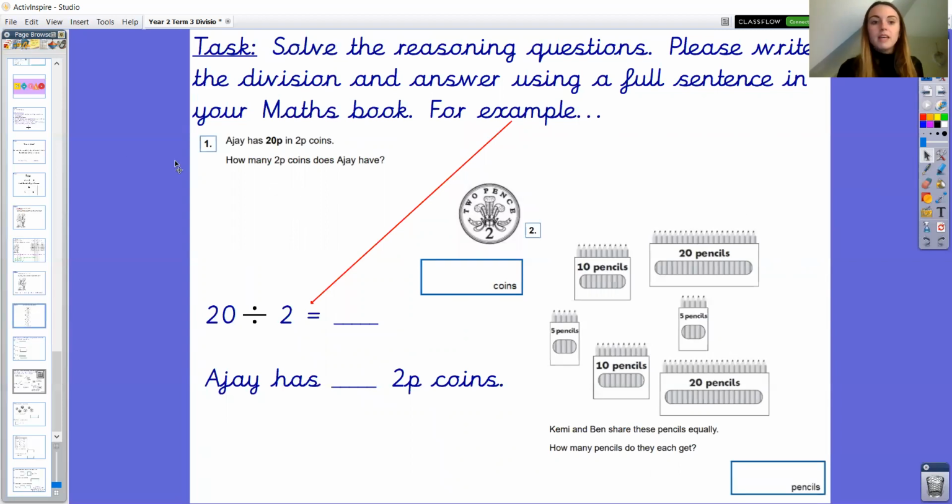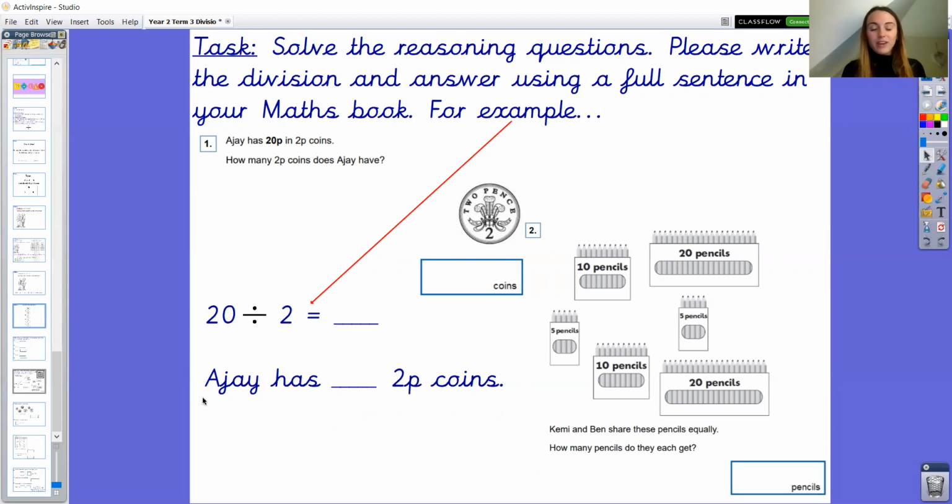So for example here, number 1 says AJ has 20p in 2p coins. How many 2p coins does AJ have? So we're thinking about 20 divided by 2 to find out how many lots of 2p coins there are in 20p. So the division is 20 divided by 2 equals. So I've written the division. And then it would be great to, once you've used your method of either sharing between 2 equal groups or grouping in 2s, or you might be using some of your big maths knowledge to help you, please then write the answer in a sentence underneath your method. So for example here, AJ has 2p coins.